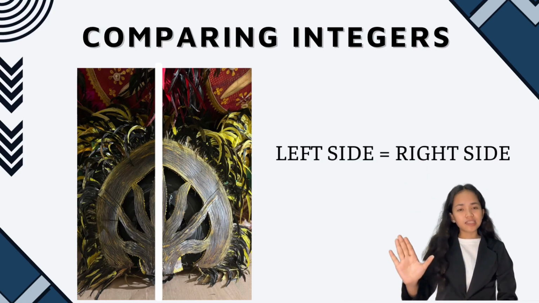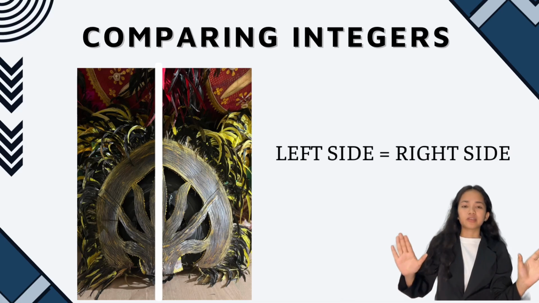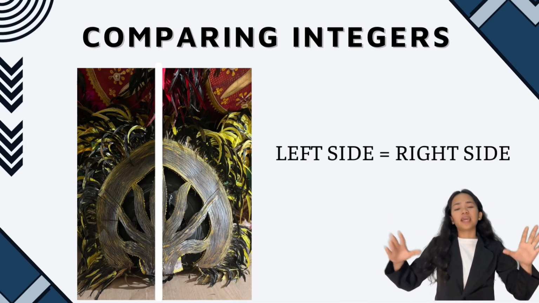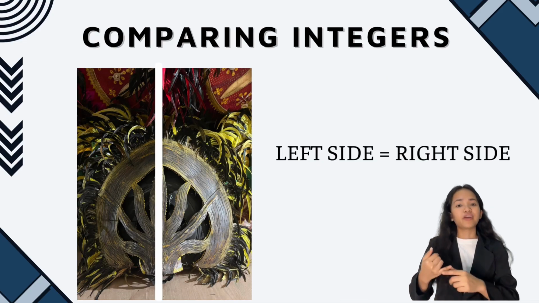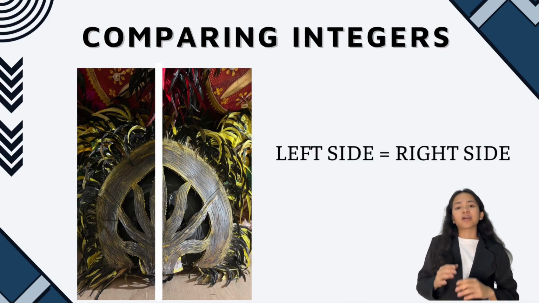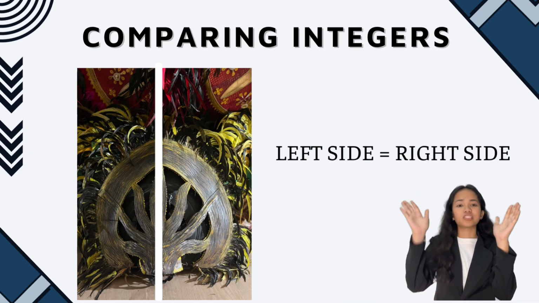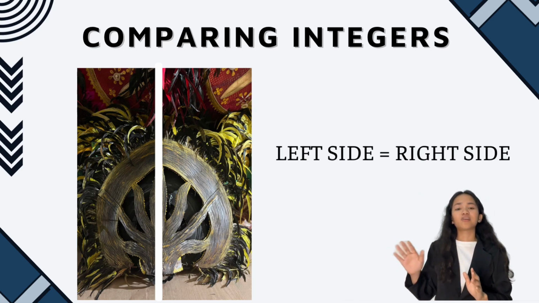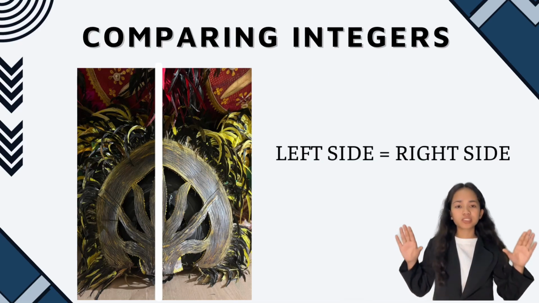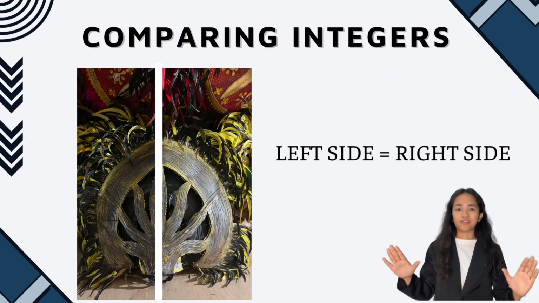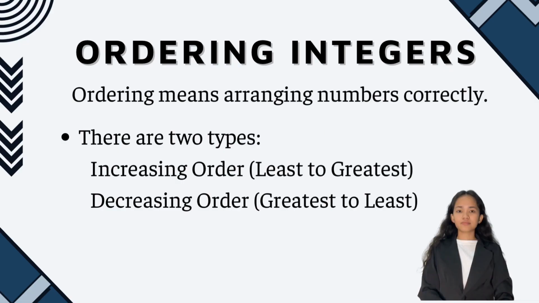The left side is equal to the right side because they have the same number of feathers, the same number of these curvy things, and of course everything is symmetrical. That is why both sides are equal. Very good. So let us now proceed to the ordering of integers.